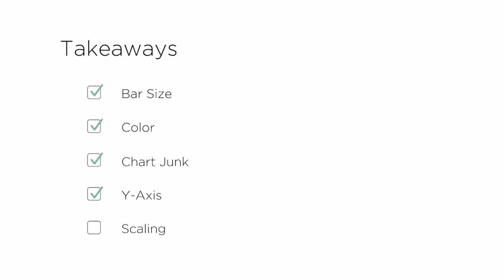Let's review. Bar size. Keep it twice as thick as the white space between the bars. Color. Always use with purpose. Use to highlight or annotate. Chart junk. Get rid of it. Y-axis. Set the Y to the max value in the data set and set the min value always to 0 for bar charts. Scaling. Represent negative values below the baseline. Follow those 5 rules to take your charts to the next level.